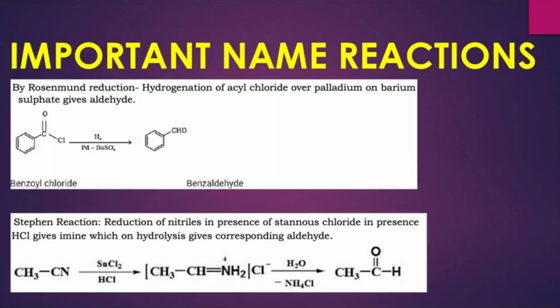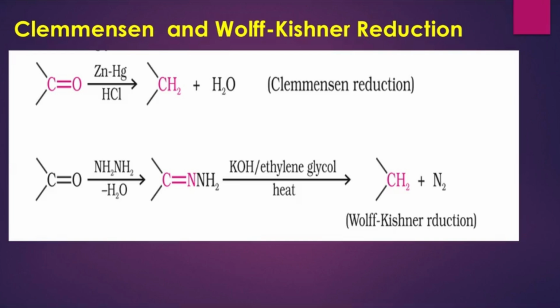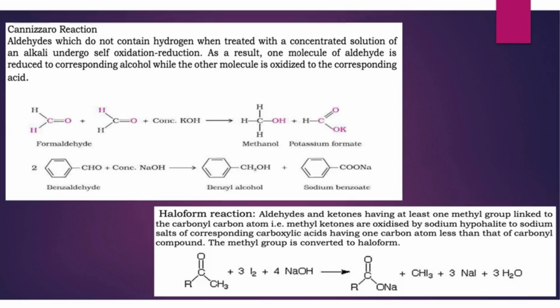Move on to the third chapter, aldehydes, ketones and carboxylic acids. The first one, Rosenmund reduction. Second one, Stephen reaction, Etard's reaction. Then we have Gattermann-Koch reaction, Clemmensen and Wolff-Kishner reductions. Then we have aldol condensation, cross-aldol condensation, Cannizzaro reaction, and finally haloform reactions.